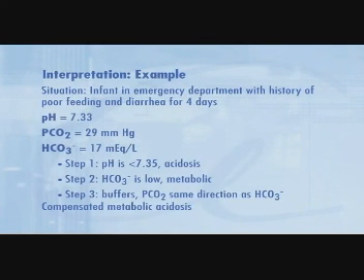Now here's the situation. An infant is brought to the emergency department with a history of poor feeding and diarrhea for 4 days. Her pH is 7.33. Her PCO2 is 29 millimeters of mercury, and HCO3 is 17 milliequivalents per liter. During Step 1, you determine that the pH is acidic. Step 2, you look at the HCO3 and see that it's low, so it's metabolic. Step 3, you see that the buffers are moving in the same direction. PCO2 and HCO3 are both low, so it's compensated metabolic acidosis.